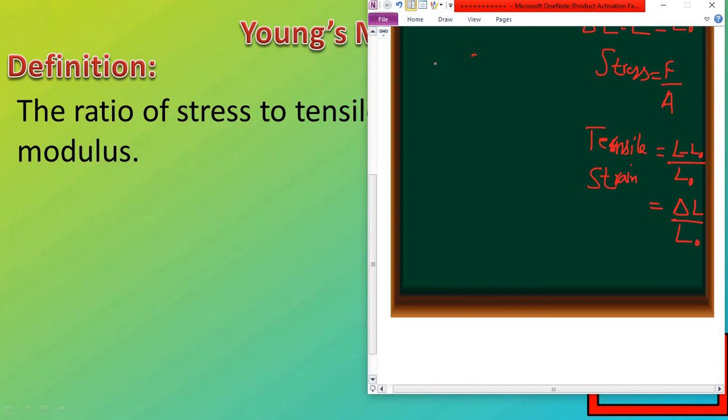Now we are putting these values in Young's modulus. Y is equal to stress over tensile strain. So it means Y is equal to F over A divided by tensile strain. Tensile strain is equal to del L over L naught. It is dividing; when we change it to multiply, we take its reciprocal. Y is equal to F over A multiplied by L naught over del L. This is the mathematical form of Young's modulus, and its unit is Nm^-2, Newton per square meter.